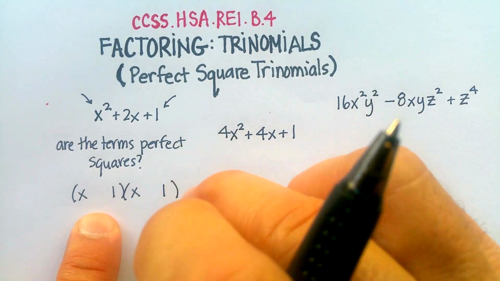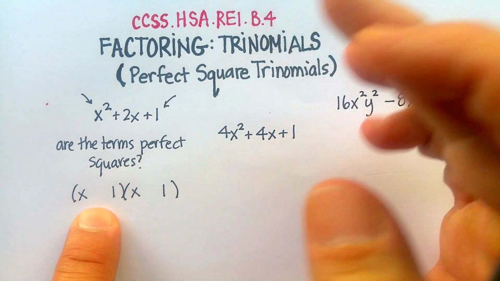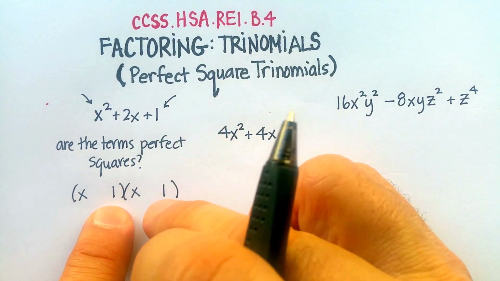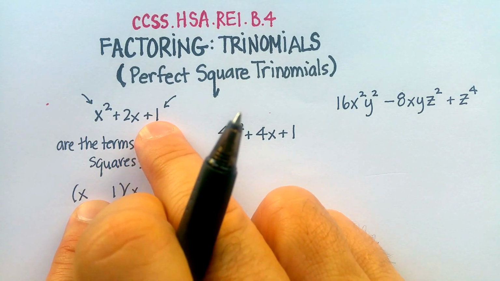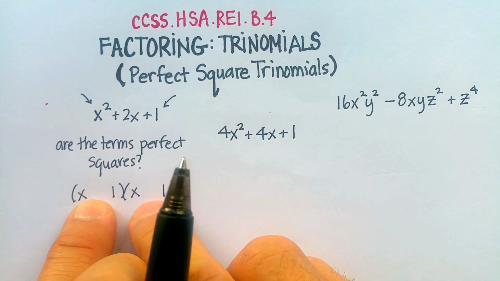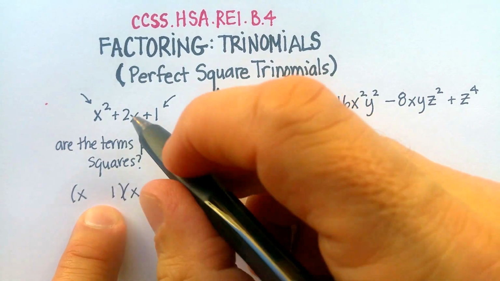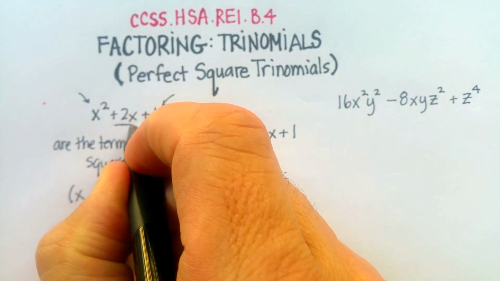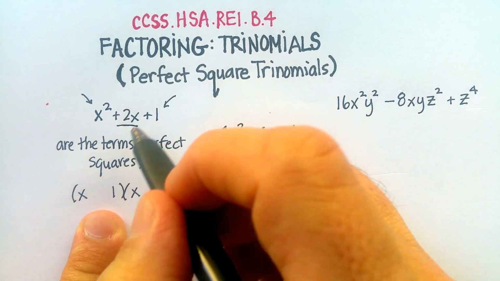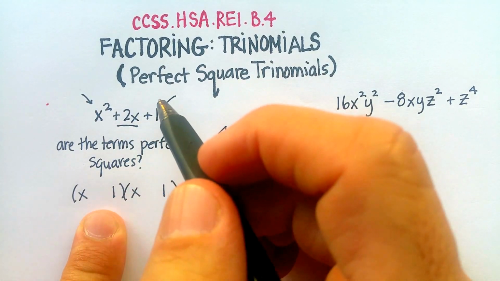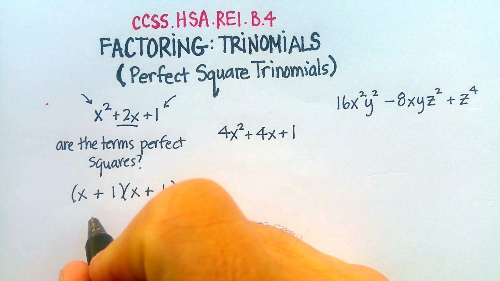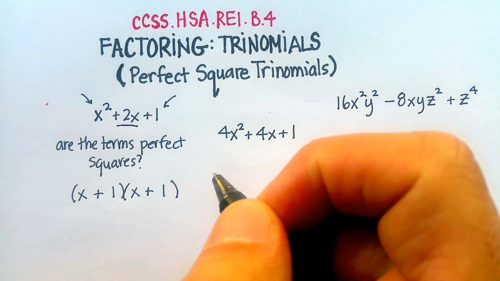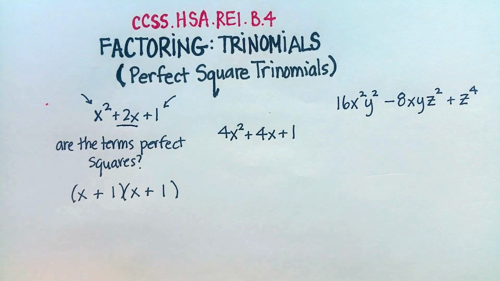Now again, you have to ask yourself, what times what gives you 1? My two possibilities are plus 1 times plus 1 gives me plus 1, or negative 1 times negative 1 gives me plus 1. All right, so I have to decide between the pluses and the minuses. The way you decide that is to look at the middle term. They have to add up to 2. So it looks like my choice then is plus 1 and plus 1, because 1 plus 1 is equal to 2.